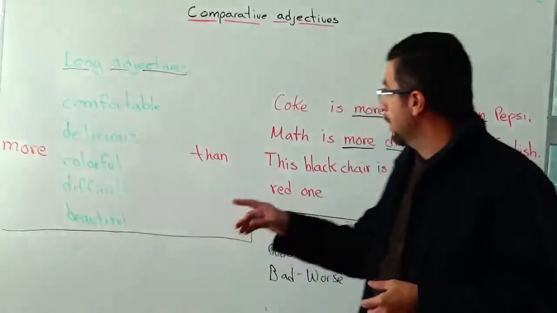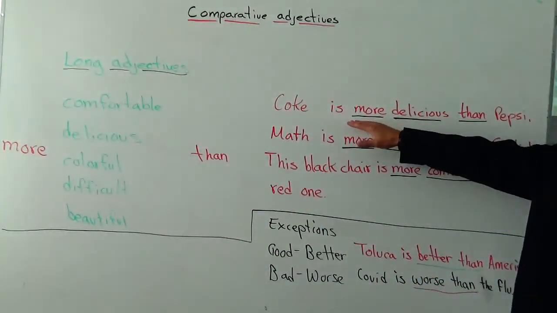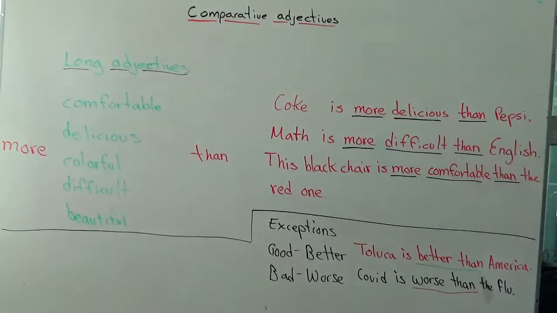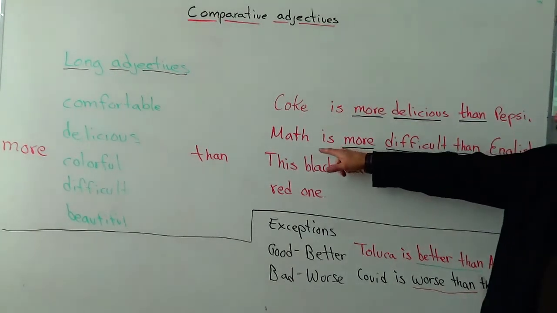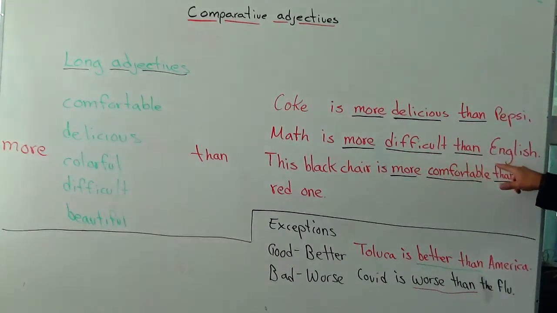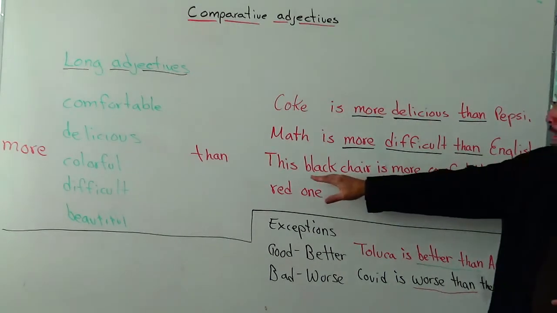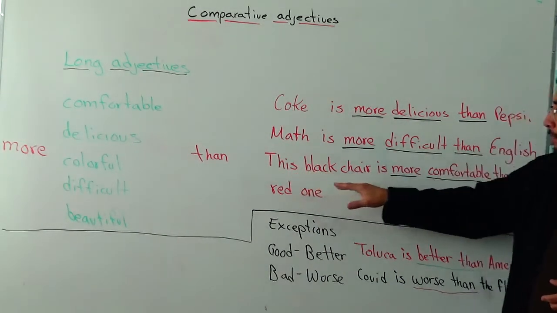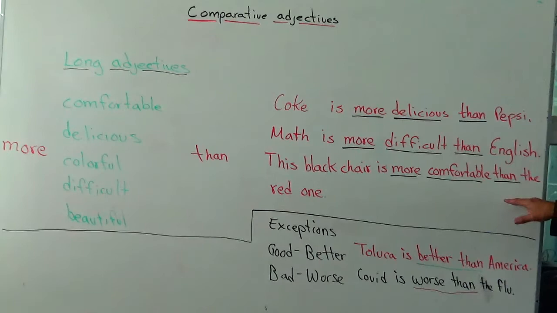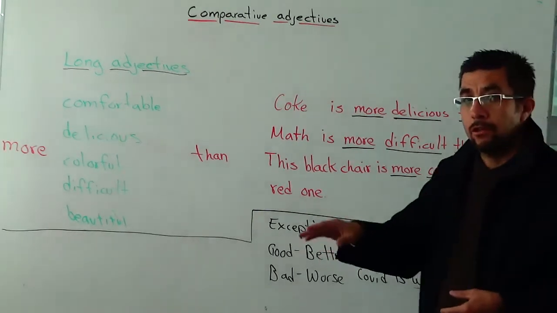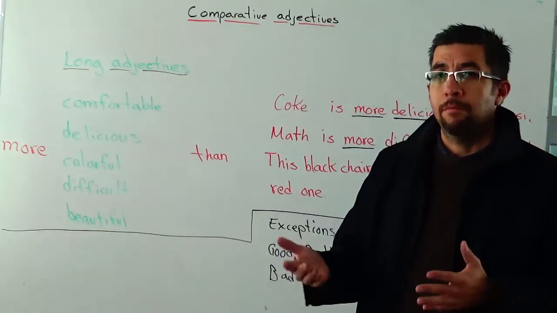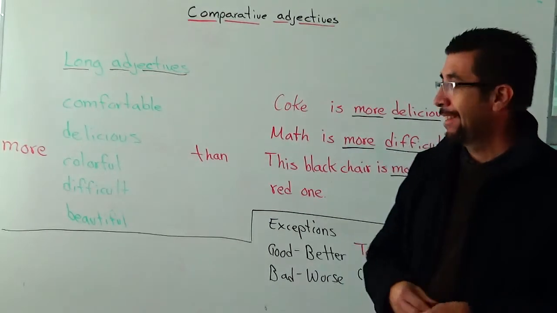Okay? So we have examples here. Coke is more delicious than Pepsi. Math is more difficult than English. This black chair is more comfortable than the red one. Actually, we have the chairs here, but I'm not going to show them to you.